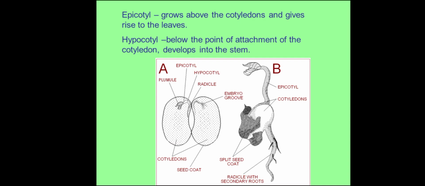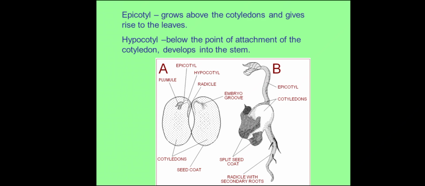Good morning, class. In the previous lesson, we learned about the different experiments and the conditions that are required for germination. Today, before learning the types of germination, let us understand what epicotyle and hypocotyle mean.